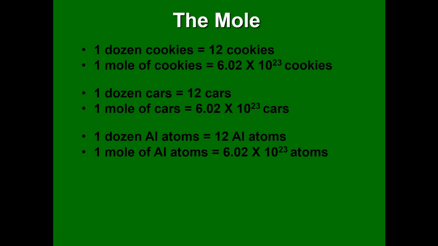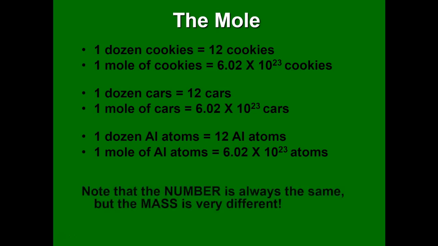What remains the same in each of these cases is the number of items that I have. What is different in each case is what the mass is, right? A mole of cars is going to weigh much more than a mole of cookies, and a mole of cookies is going to weigh much more than a mole of aluminum atoms. And so when it comes to the mole and comparing moles of different objects, what's the same in each case is the number of objects. What's different in each case is the mass. And we'll talk about that more in the next video, actually.